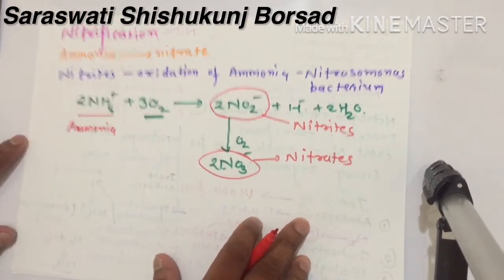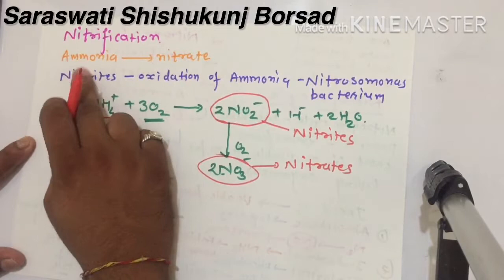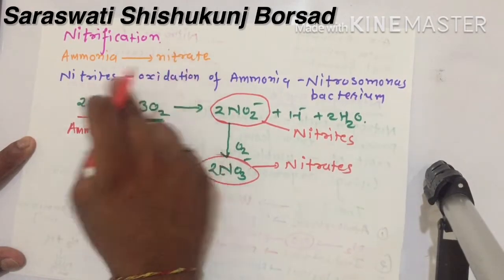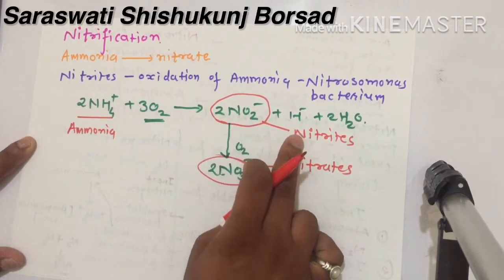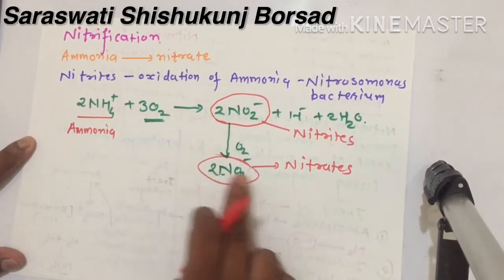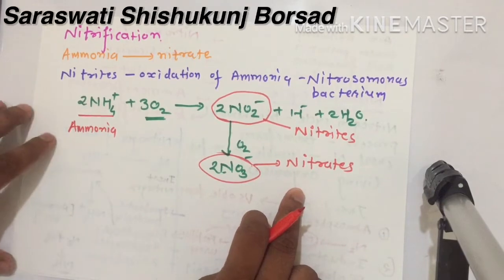So the process of converting ammonia into nitrates is considered nitrification. In nitrification, ammonia is converted into nitrates. How is it converted? First, ammonia gets converted into nitrites, and those nitrites get oxidized into nitrates.